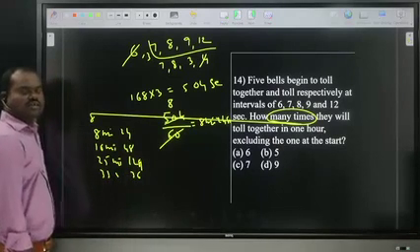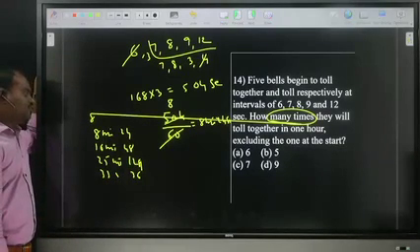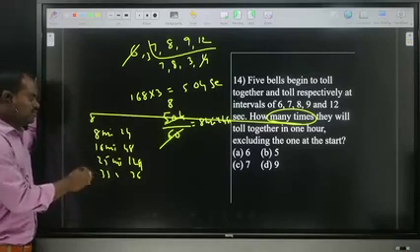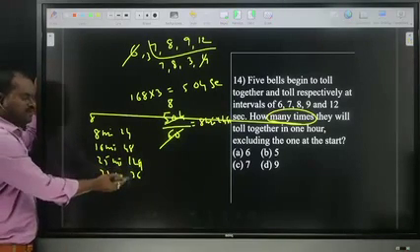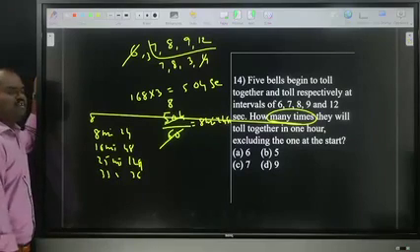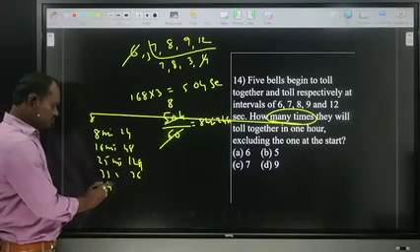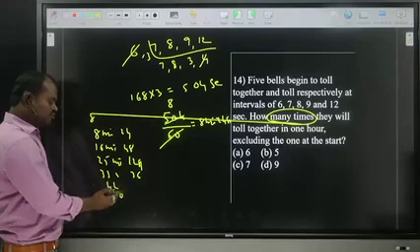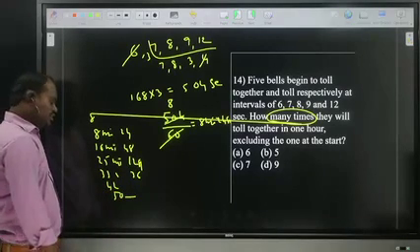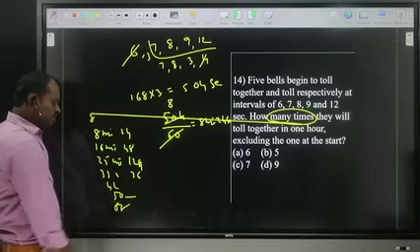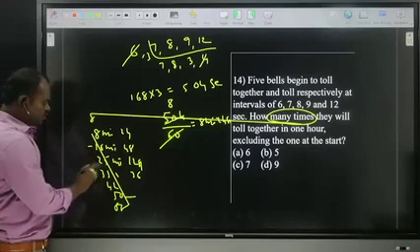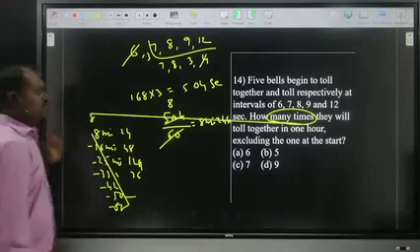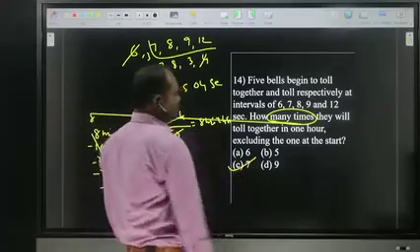36 seconds. Next, 33 plus 8 minutes 24 seconds, that becomes 1 minute extra, totally 9 minutes. 33 plus 9, 42. Next, 50, and one more is 58. That means how many times? 1, 2, 3, 4, 5, 6, 7 times. Answer, 7 times.